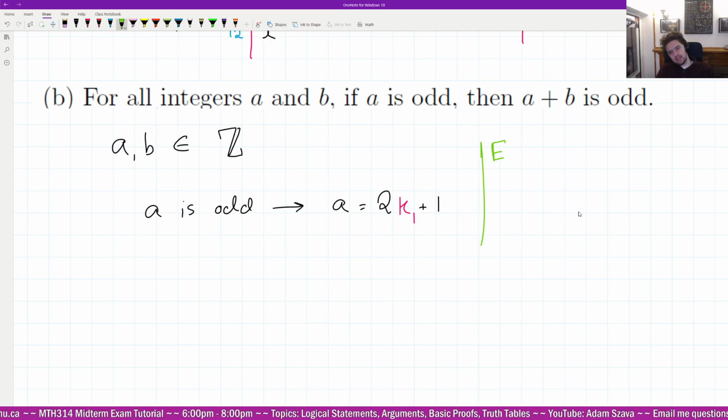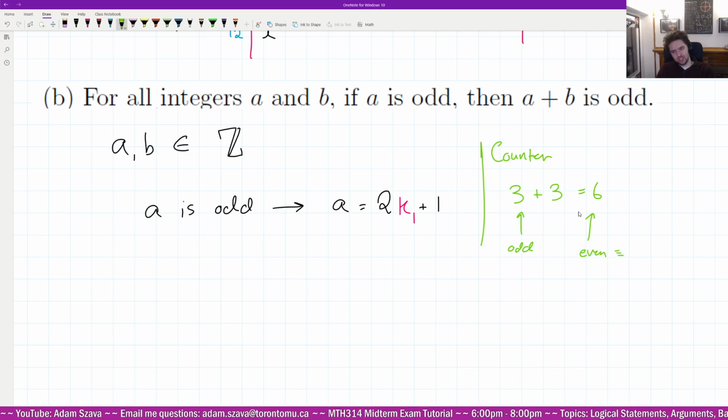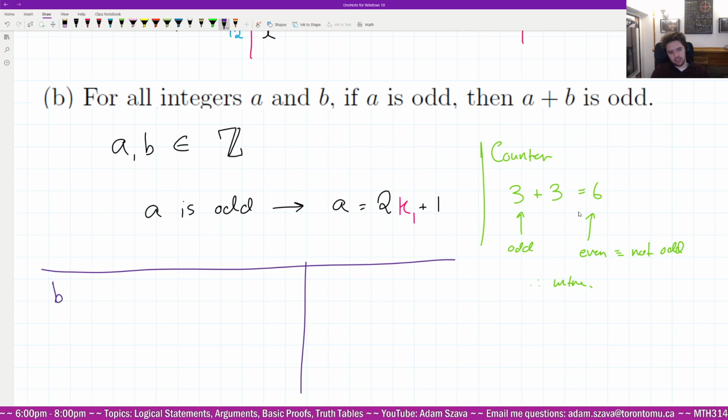But yeah, counterexample. If a is odd, say 3, then a plus b is odd? Well, not if I add 3 again. So it equals 6, which is even, which is not odd. So therefore untrue. Great. I'll just show you how to do it properly here. It depends, so you can break it into 2 cases. There's 2 exhaustive sets for this kind of stuff. B is either even or B is odd.